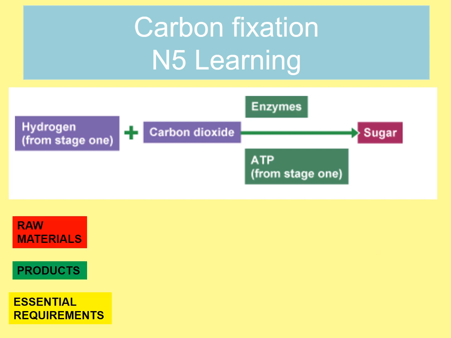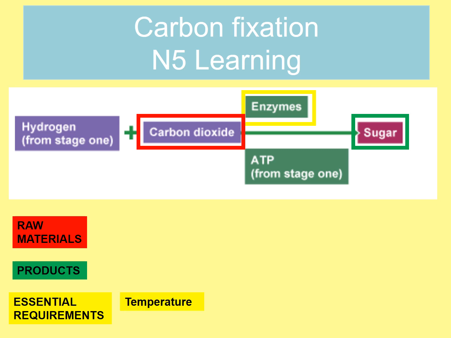For carbon fixation, it's important that you're able to identify the raw materials, the products, and essential requirements for this stage. The raw material for carbon fixation is carbon dioxide. The product is sugar. And because carbon fixation is controlled by enzymes, an essential requirement for carbon fixation is temperature, because all enzymes operate at an optimum temperature.